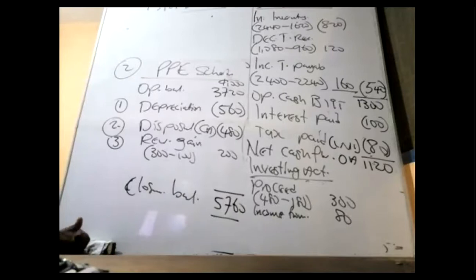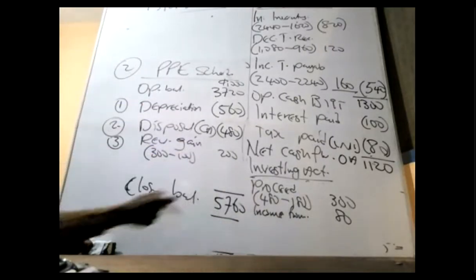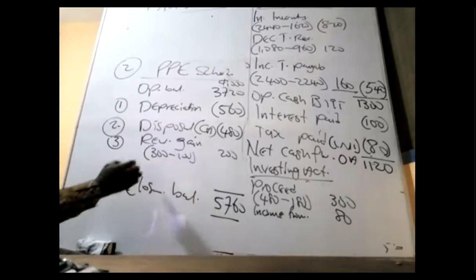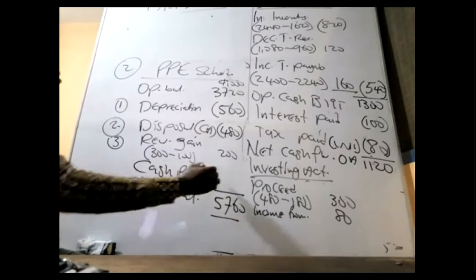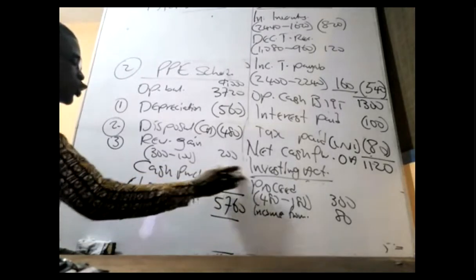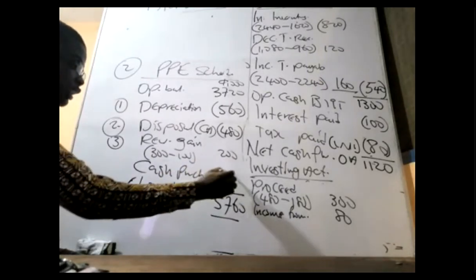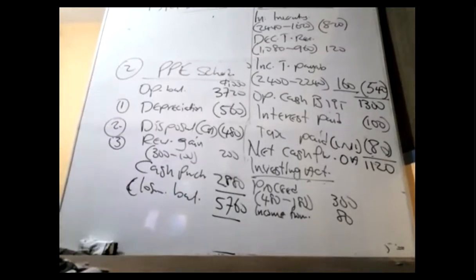So 5,760. Now add all this up to this level. If it's not equal to 5,760, the difference represents the acquisition made by cash. It's a balancing figure, which is 2,880. So tell the examiner: cash purchases, assets they acquired through cash, which is 2,880. Please, always confirm this and be sure.